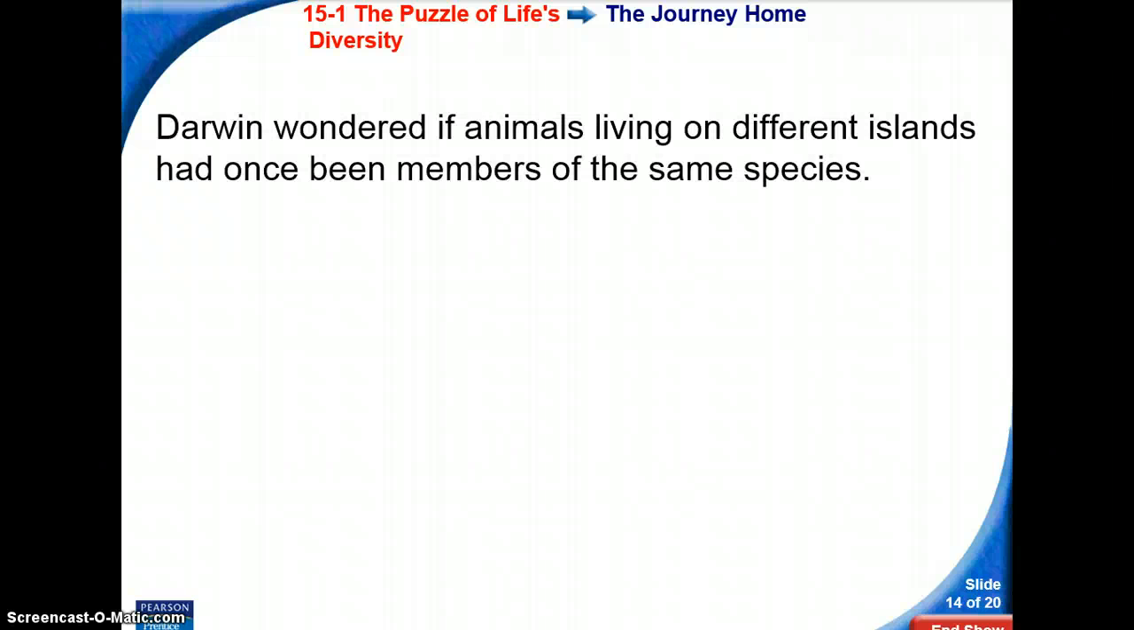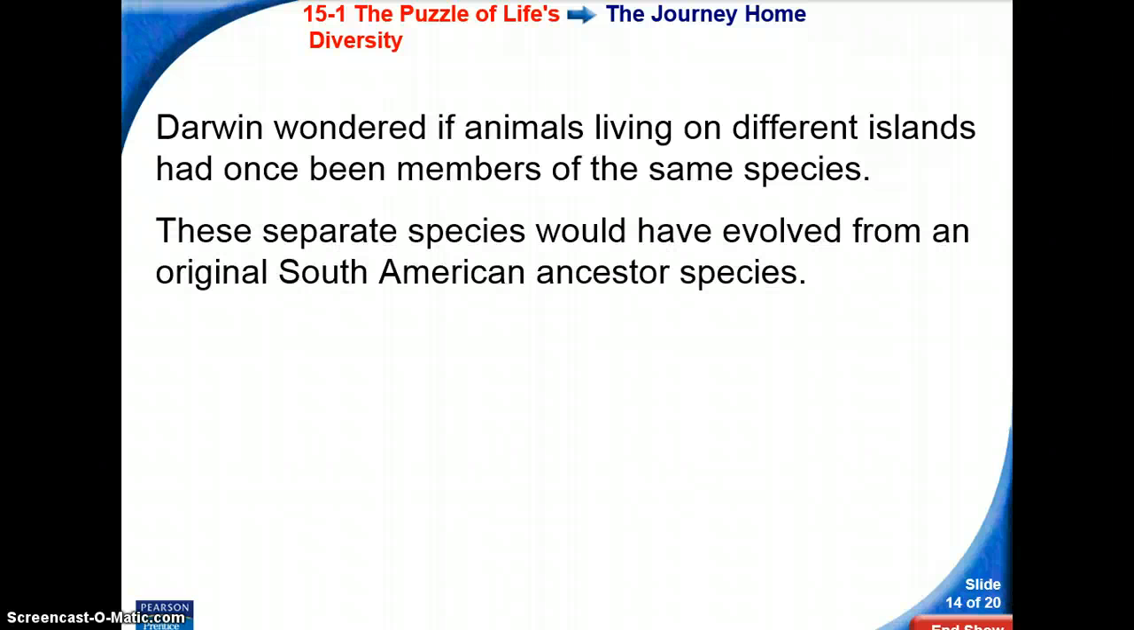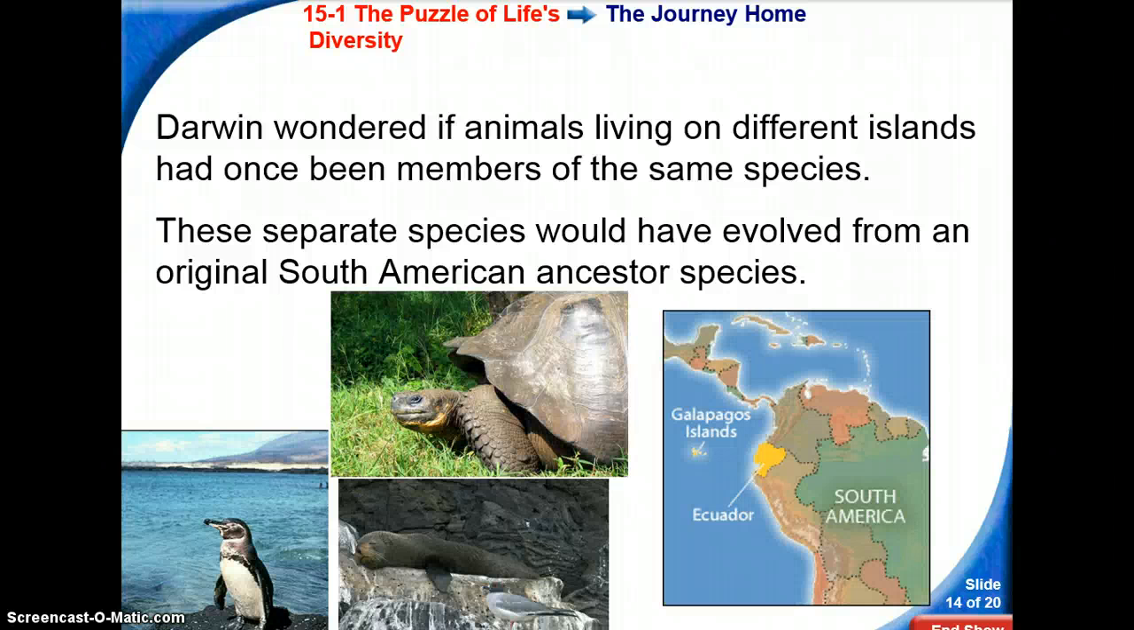So while he was making these observations, he started to wonder if animals living on different islands had once been members of the same species. They look very similar, they just have different characteristics. These separate species would have evolved from an original South American ancestor species. So he was thinking about the possibility that the species that live on the Galapagos Islands at one time possibly came from Ecuador, where he found many of the same species, but they were very similar.